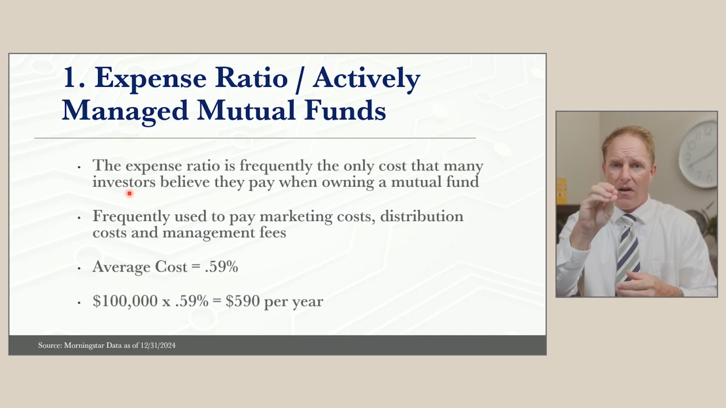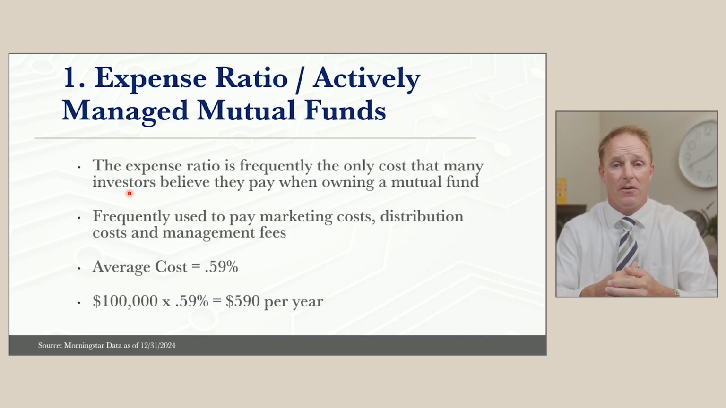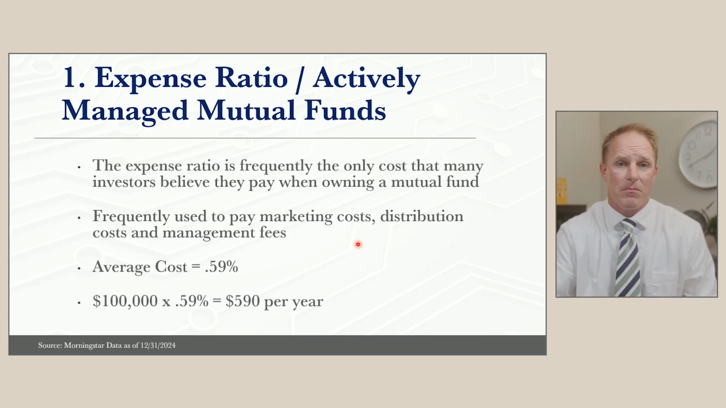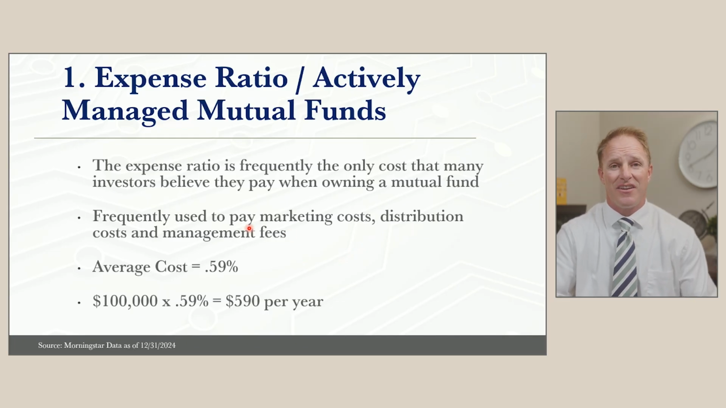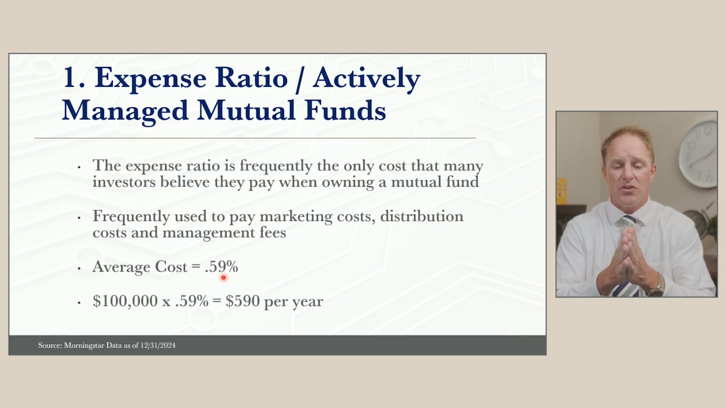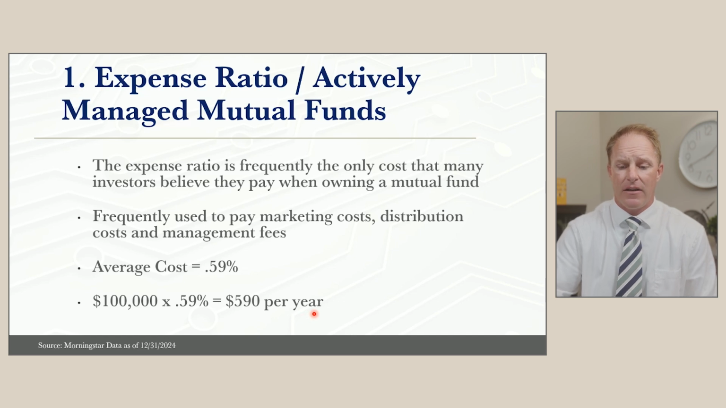The costs associated with the expense ratio are typically used to pay things like marketing costs, distribution costs, and management fees. The average cost on an annual basis of an actively managed mutual fund, according to Morningstar, is 0.59% per year. So on a $100,000 investment at 0.59%, that would be $590 per year.